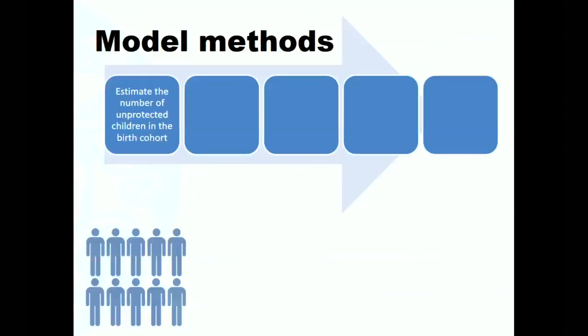So just to briefly go through the modelling methods that we used. Firstly, we needed to estimate the number of unprotected children in the birth cohort. So if this is the birth cohort, first you estimate the number of children who didn't receive the vaccine, and then of those who did receive the vaccine, based on the vaccine efficacy, the number of children who will have been unprotected by the vaccine. And so this gives you the number of unprotected children in your birth cohort.